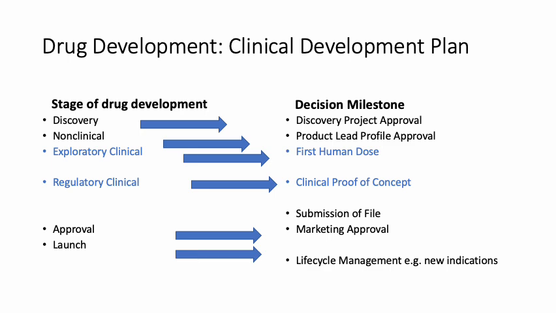A very important milestone is the first human dose, which precedes exploratory clinical, and then regulatory clinical is the start of the phase 1, phase 2 trials up until clinical proof of concept, which is the stop-go decision between phase 2 and phase 3 studies.